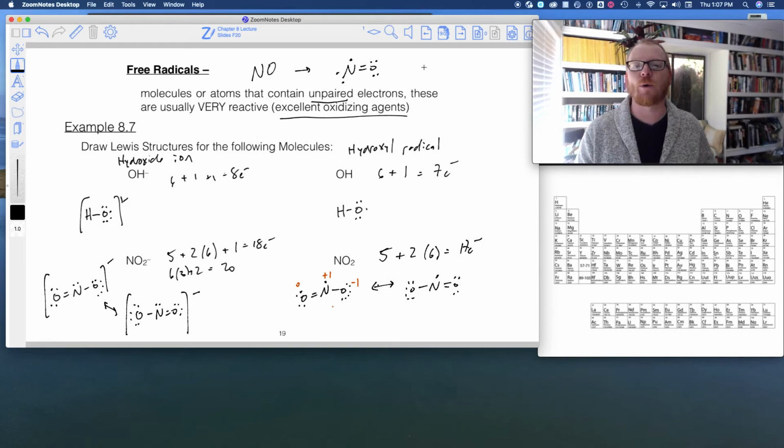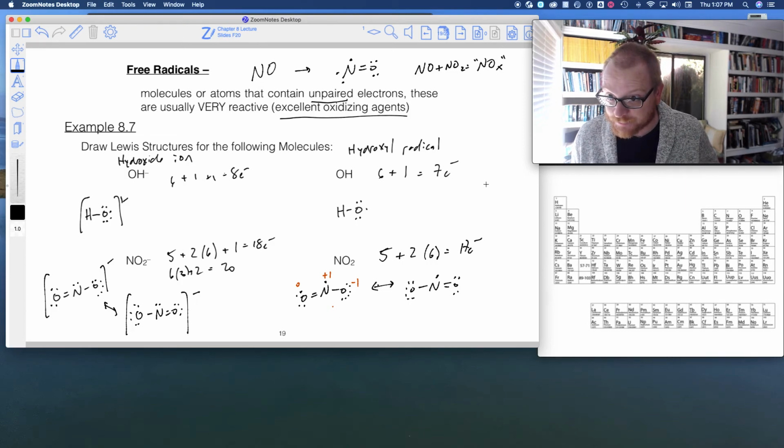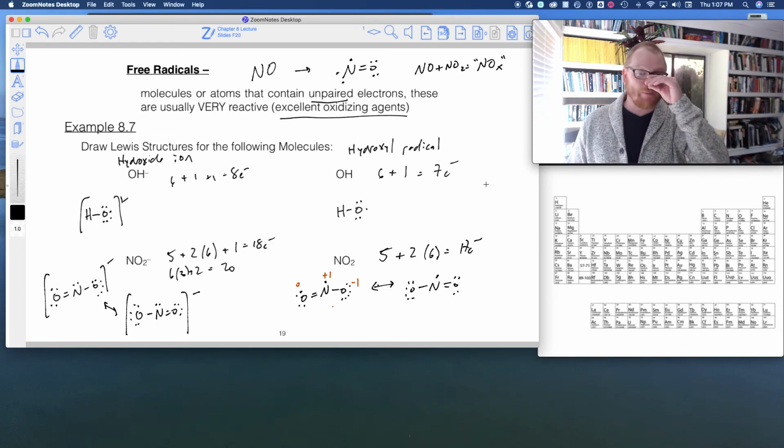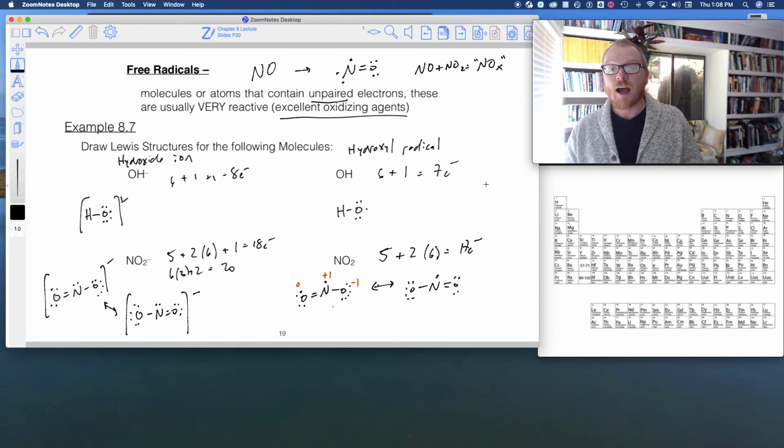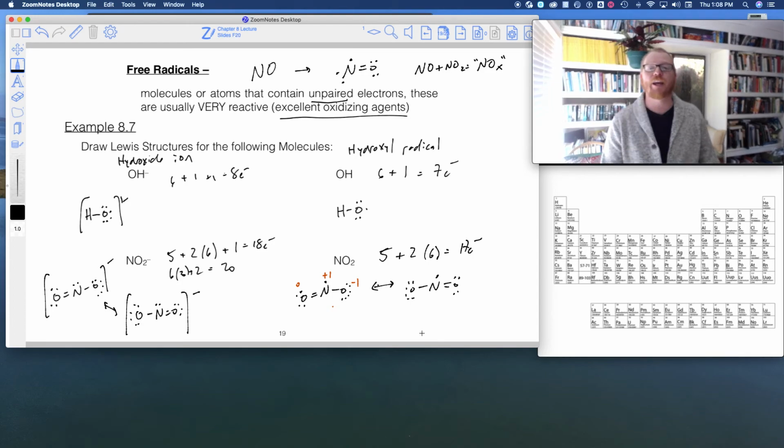So why am I talking about NO and NO2? Well, as it turns out, NO and NO2 make up what we call NOx. For those of you that live in California, particularly Southern California, you might have heard of NOx. NOx is a precursor to smog. That's right, that brown crap in the air, particularly the Los Angeles air. It is made from these two radicals, from NO and NO2.